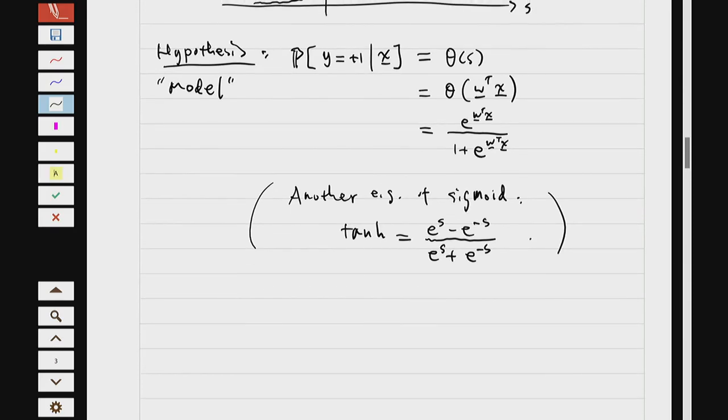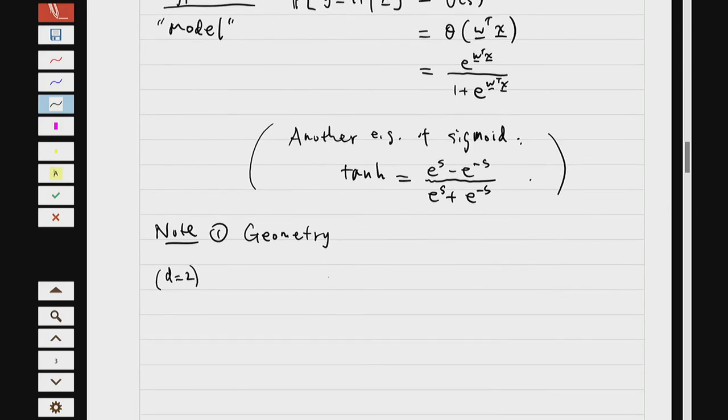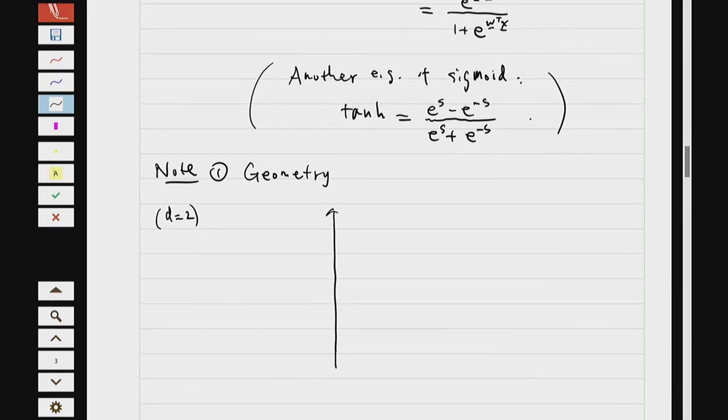So let's look at our sigmoid function and make some observations. First of all, I would like to show you the geometry of this function, at least for D=2. In higher dimensions it's very hard to visualize, but at least for D=2 we can see it. So let's do this.